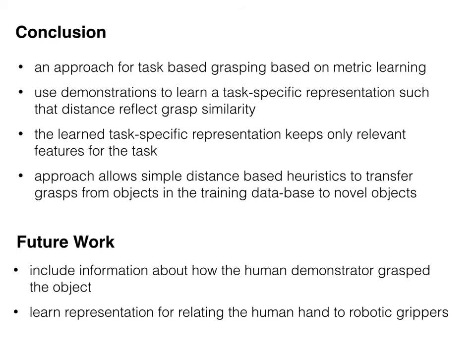So, a bit from the conclusion, we have presented an approach for task-based grasping based on metric learning. We use demonstrations to learn a task-specific representation such that distance reflects grasp similarity. The learned task-specific representation keeps only relevant features for the tasks. And our approach allows a simple distance-based heuristic to actually transfer grasps from objects in the training database to novel objects.